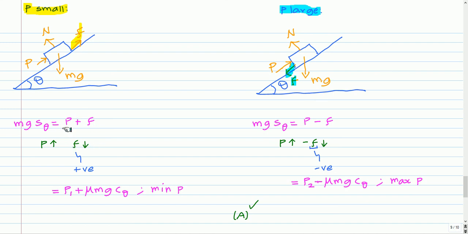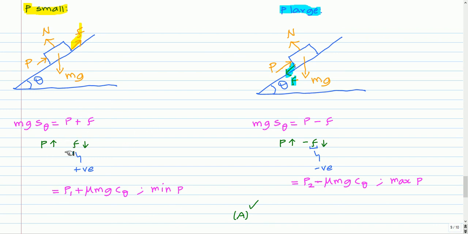P is small to start off, and after that the value of P is increasing. Mg and theta are constants. So as P keeps on increasing, the friction force will keep decreasing. Initially, when the value of this P is minimum, the friction force contribution should be more and it should be maximum. And after that, when P picks up, the friction force can reduce. And the maximum value of friction force will act when P is minimum. So if you put the minimum value of P as P1, the friction force will be maximum, that is equal to mu into normal reaction, and normal reaction is mg cos theta.